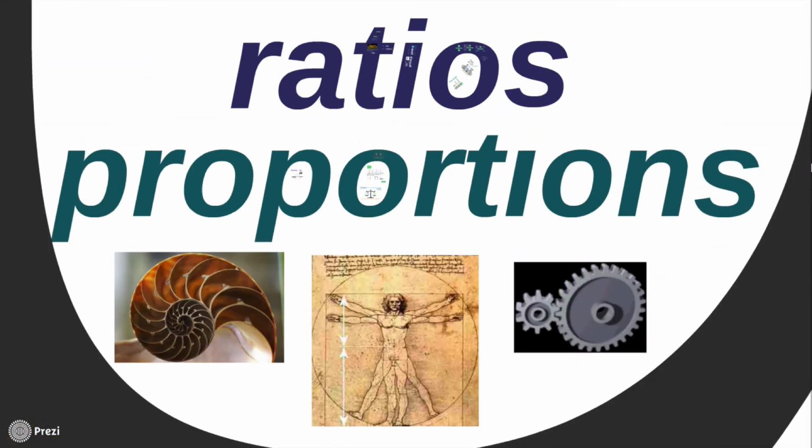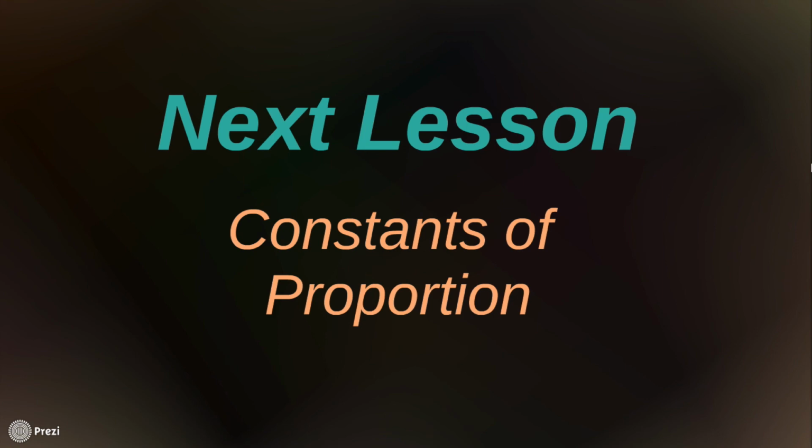In these 3 lessons, we've covered the fundamentals of ratios and proportions. In the next lesson, we'll look at different kinds of proportions, and we'll focus on something called a constant of proportion, beginning with the number pi.